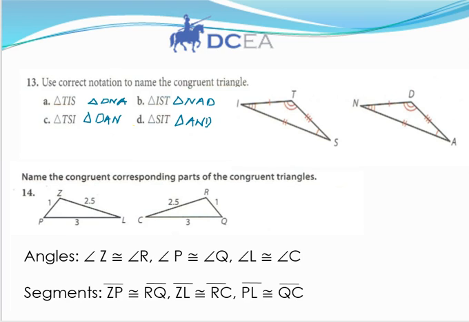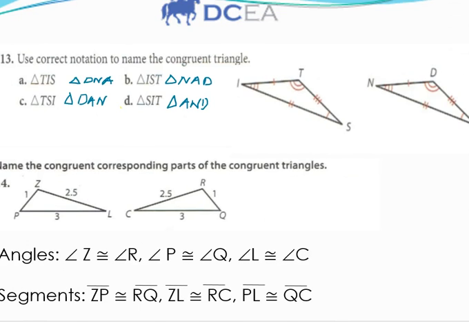Number 14, name the congruent corresponding parts of the congruent triangles. So I start with angles. Angle Z, and I think I'll zoom in here. Angle Z will be congruent to angle R. Z is in between a segment of 1 and 2.5, so is R. Angle P will be congruent to angle Q, and angle L will be the last one, so that'll be congruent to angle C.